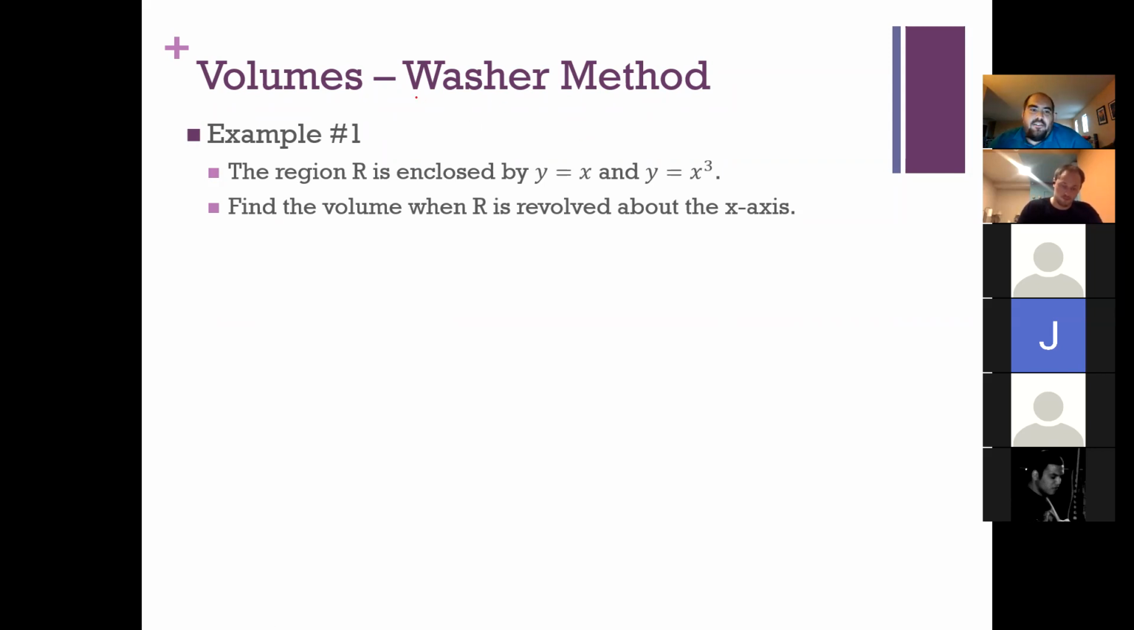As you've probably noticed, you're not seeing the word disk up here anymore. So why is that? Now I'm going to involve a couple of different curves here. So I want to take this region R, which is enclosed by these two curves, y equals x cubed. And we're going to find the volume when I revolve that around the x-axis.